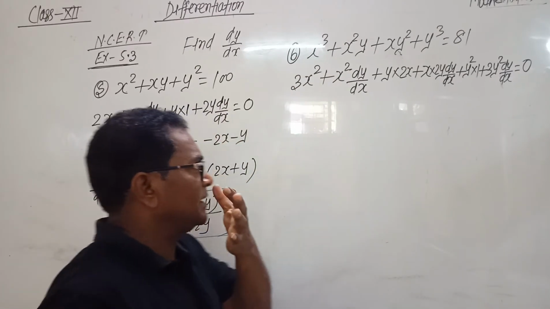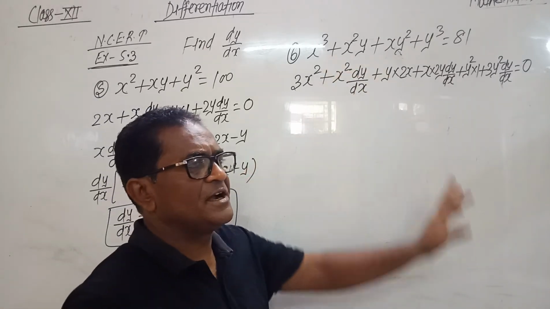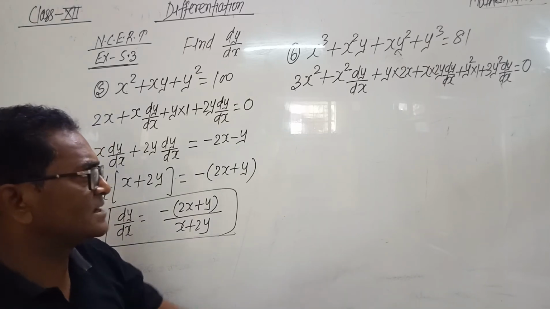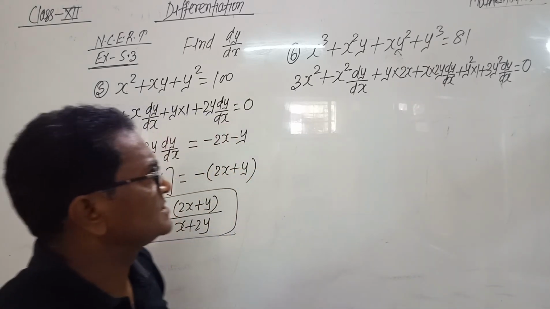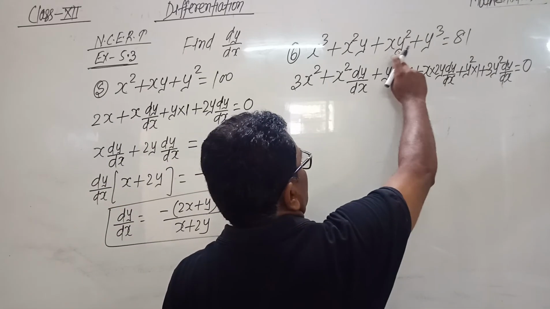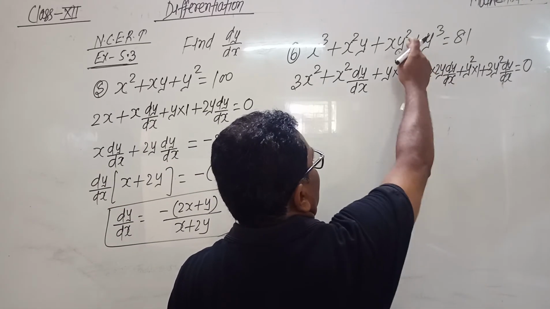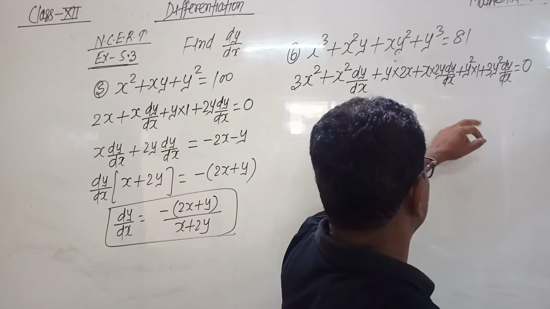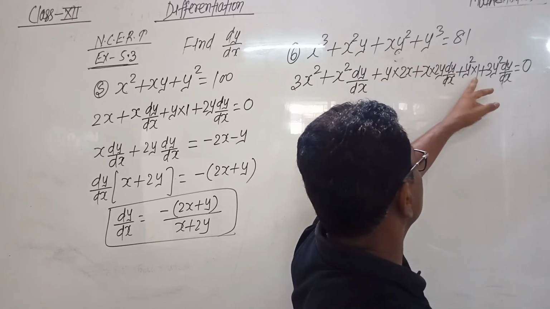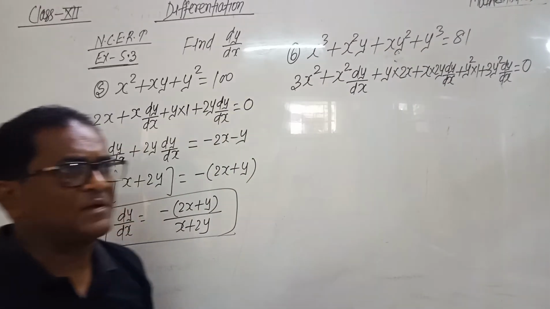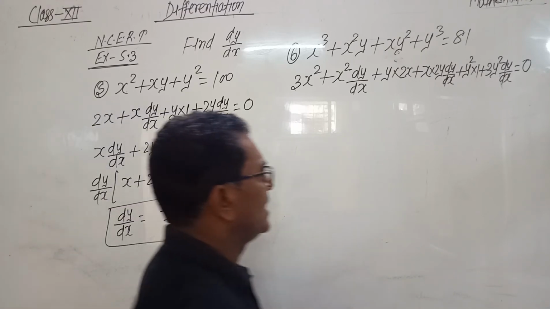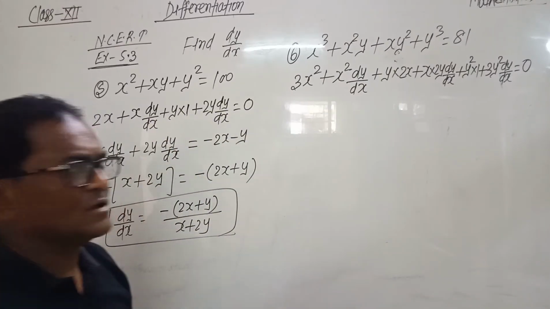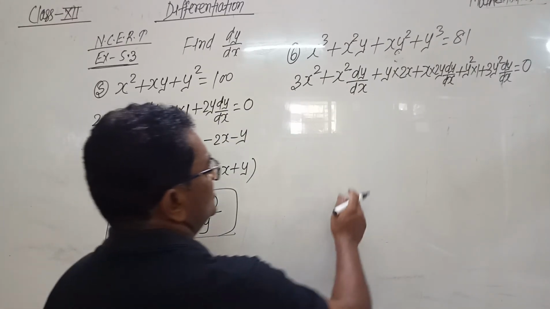Differentiation of x cube is 3x square. The next term will be differentiated on the form u into v. x square as it is, the differentiation of y is dy by dx, plus y as it is, the differentiation of x square is 2x. Again this will be differentiated on the form u into v. x as it is, the differentiation of y square is 2y, and the differentiation of y is dy by dx, plus y square as it is, the differentiation of x is 1, plus y cube. The differentiation of y cube is 3y square, dropping the cube, the differentiation of y is dy by dx. 81 is a constant term, and the differentiation of a constant term is 0.